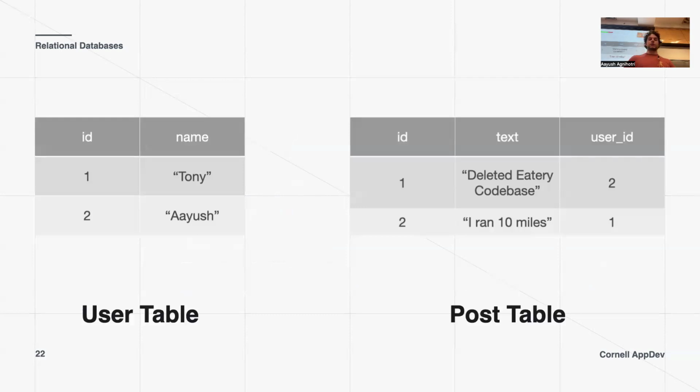So here we have a user table and a post table, and we see that we have two users in here, me and Ayush. We see that the post table has this user ID column over here, and this user ID refers to the ID of the user in the user table. So we now know that this post over here, the deleted eatery code base, corresponds to Ayush's name. So we know that Ayush made that post. And this is the foundation for relational databases. This is how we're able to relate two different entities within tables.